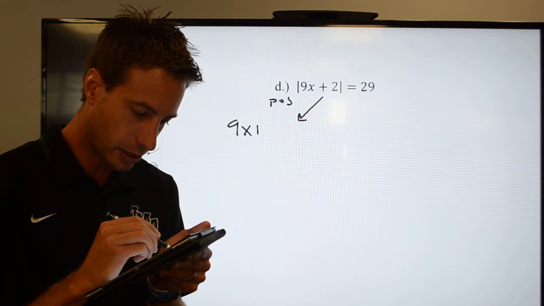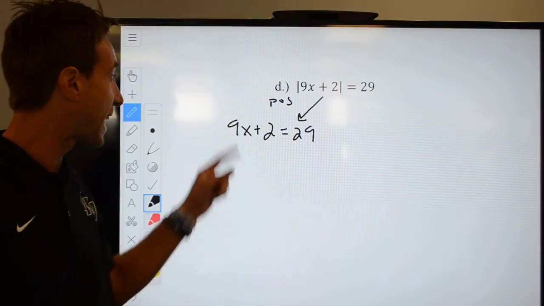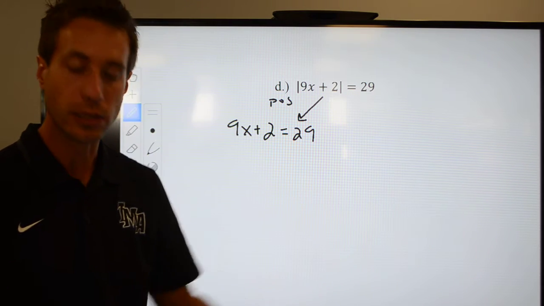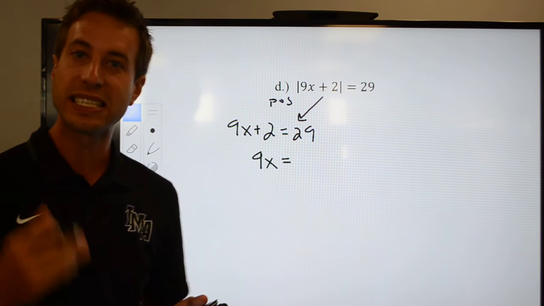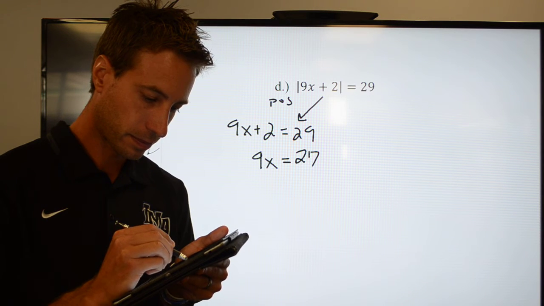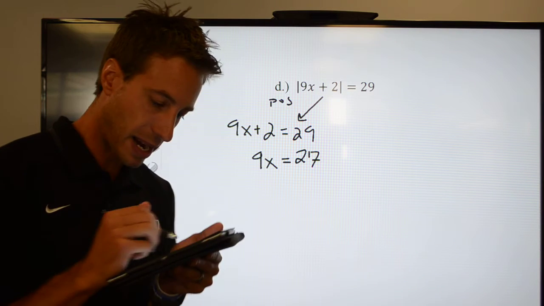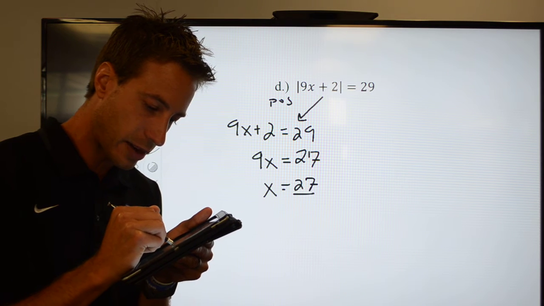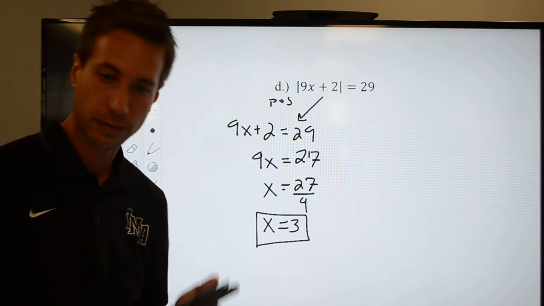9x plus 2 is equal to 29. Well, in order to solve this, I have to get that x by itself. That means I need to move the 2 first. Since it's a plus 2, subtract the 2 to the other side. 9x is going to be equal to 29 minus 2, which should be 27. It's multiplying by 9, so we'll divide both sides by 9. x is going to be equal to 27 divided by 9, which does work out evenly. I get a 3.